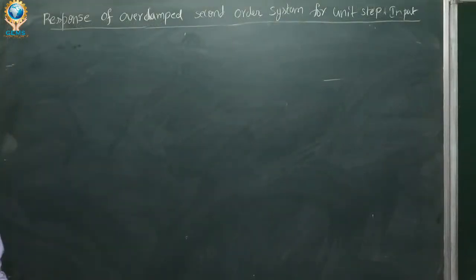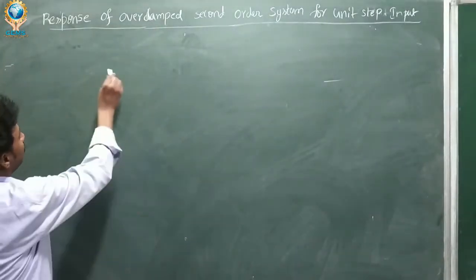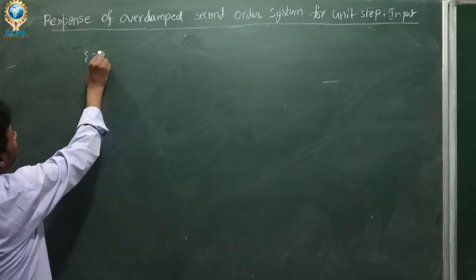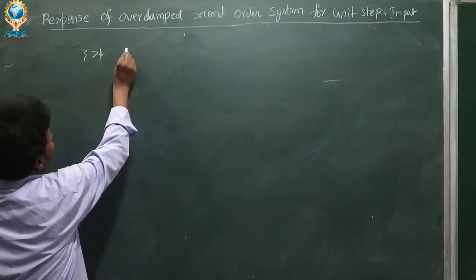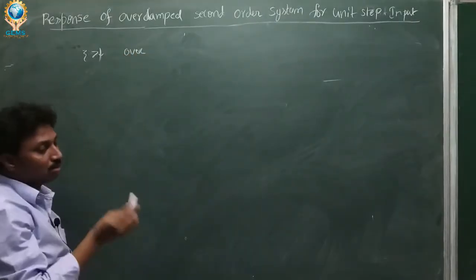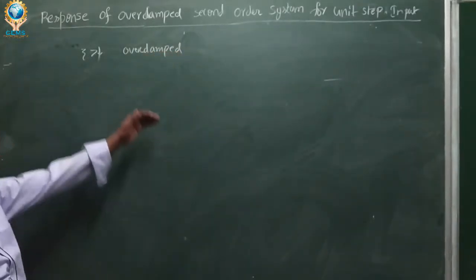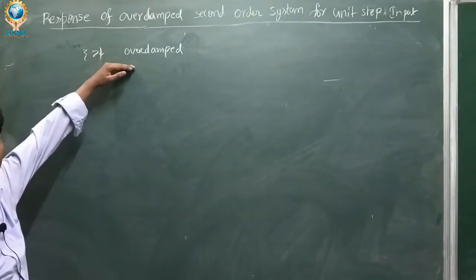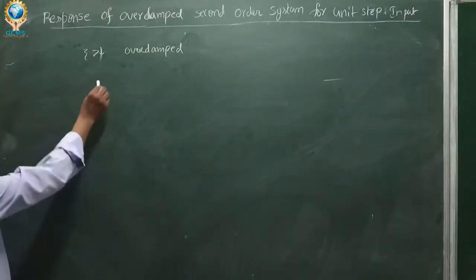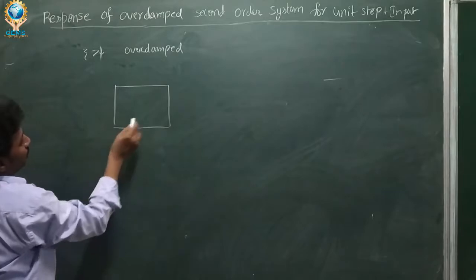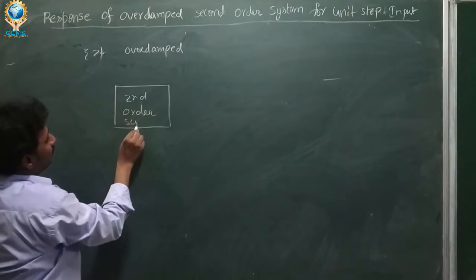To derive the expression for overdamped second order system. So we see that when zeta is greater than 1, you have an overdamped system. Your system is overdamped, and also roots are real and unequal. So how would the response be? So this is a second order system.